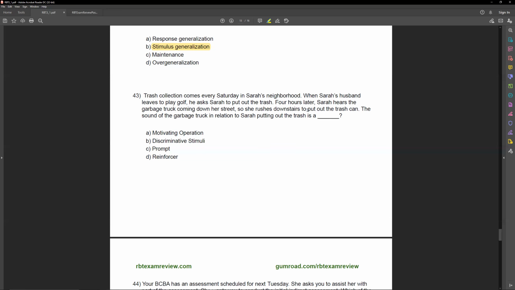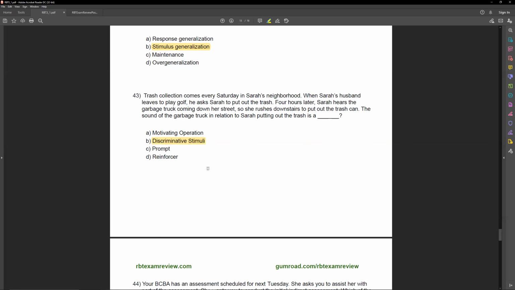And then motivating operation: does the value of putting out the trash can and getting the trash picked up change when the garbage truck is coming down the street? No, Sarah always wants to put out the trash, right? The motivation is the same, okay? It doesn't alter the value of putting out the trash or getting the trash picked up, okay? So hearing the garbage truck is simply a signal that putting out the trash is going to be reinforced because now the trash pickup is here, okay?